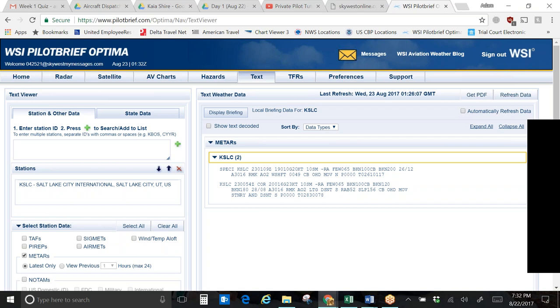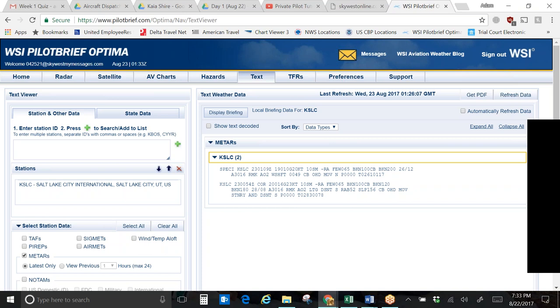Okay, that next one, broken 10,000, and then the CB on the end of it just means cumulonimbus is the cloud type. The only time you'll ever see a cloud type denoted on the end of a ceiling or a sky condition is if it's cumulonimbus. You will not see any other cloud type. Then broken, 20,000.